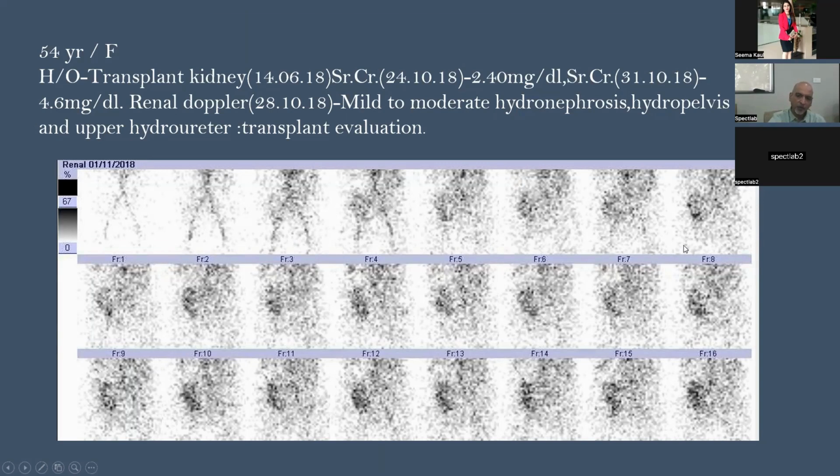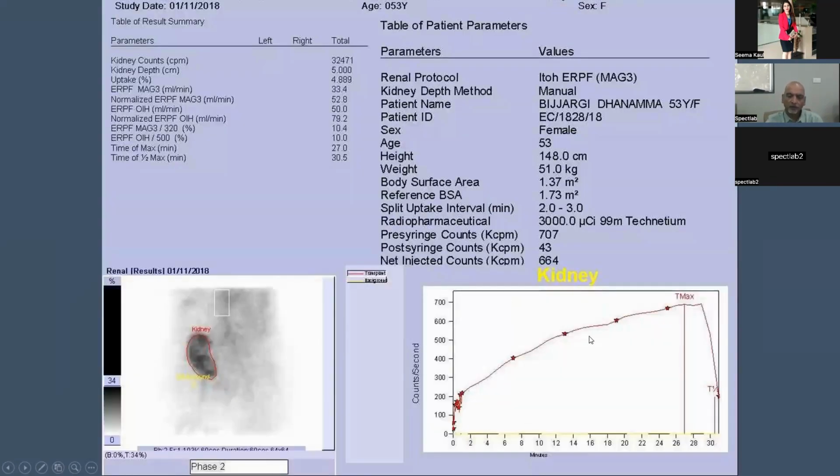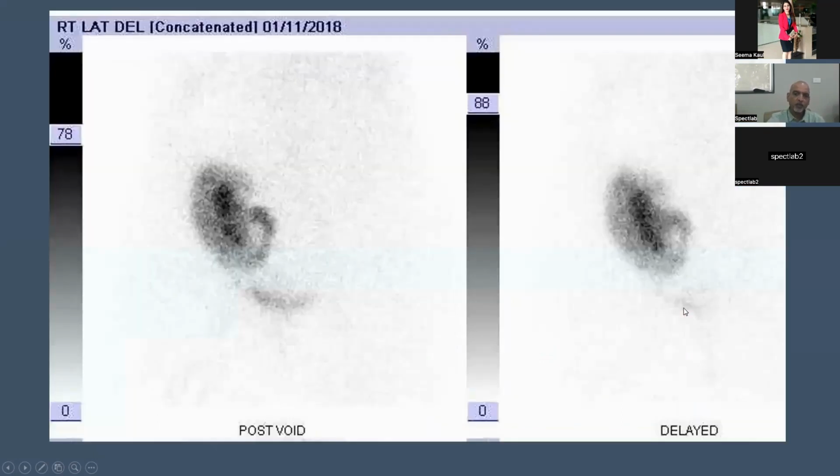So perfusion images are quite normal. Good uptake of isotope over a period of time. And what about renogram? It shows progressive accumulation of tracer in the kidney, which means we're probably dealing with an obstructed kidney. So here, the renal pelvis is also showing fullness. The ureter is showing retention. We said this is likely to be obstructed transplant kidney. So the patient underwent anastomosis between the renal pelvis of the transplant and the native ureter.